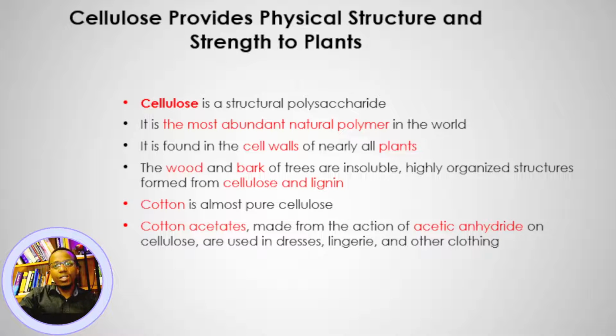So cellulose is mostly found in the cell walls of pretty much all plants, right? So wood and bark of trees will be made of highly organized structures. Cellulose is very important because we use it in cotton, right? Cotton is made of cellulose. So when you see cotton, now you know that it's just going to be beta 1,4 linkages of cellulose.